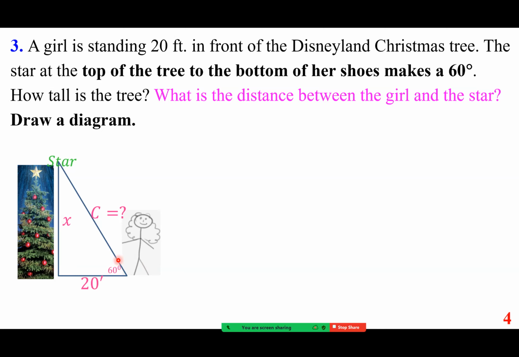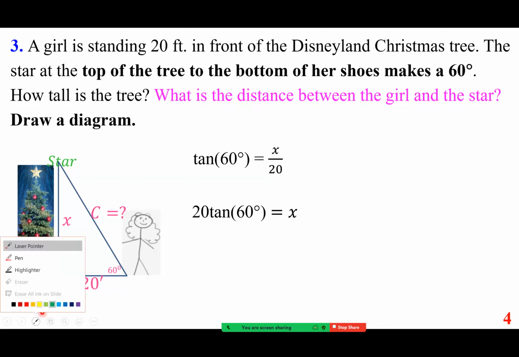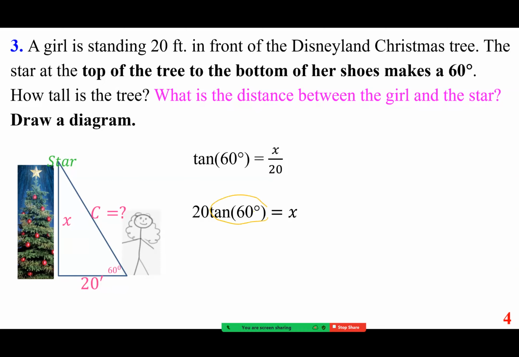So tan of 60 is the opposite, X over 20. Therefore, X is the product of these two, 20 times tan of 60. And using a calculator, of course, tan of 60 is the square root of 3. It's a common angle. And with a couple of decimals, this X becomes 34.64.